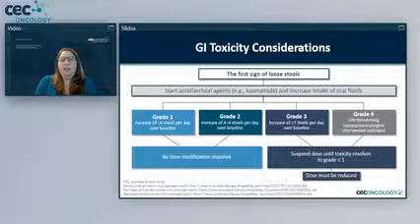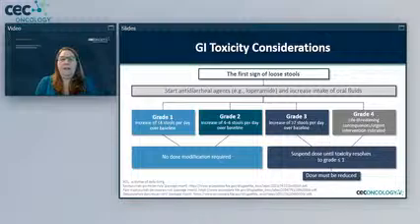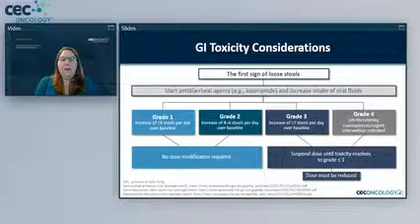So when we're looking at GI toxicities, at the first sign of loose stools, we really need to teach our patients to start those antidiarrheal agents and increase their intake of oral fluids. Again, if they're having diarrhea, they're losing electrolytes, right? So water, Gatorade, Pedialyte, things that are going to increase their electrolyte balance as well.